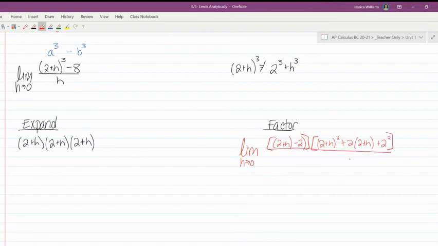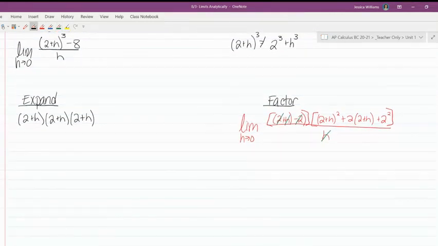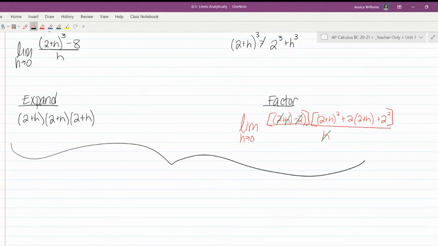And then it's still all over h. And I know, like, it looks worse. Why would you do that? Who are you helping right now? But watch how quick. 2 minus 2 is gone. H divided by h is gone. And you're finished. So regardless of which method you used here, you should get 12 as your limit answer.